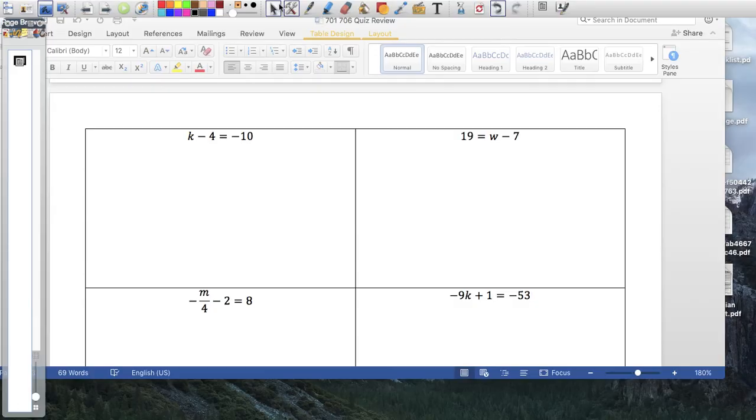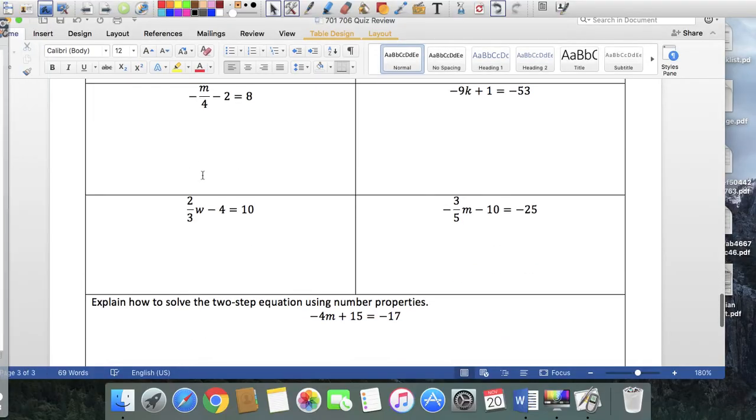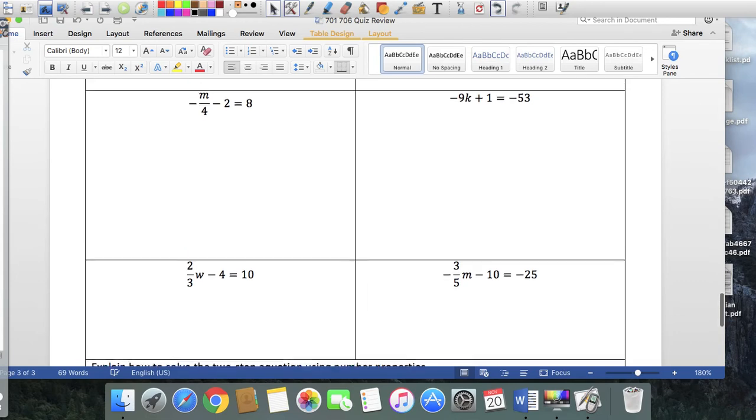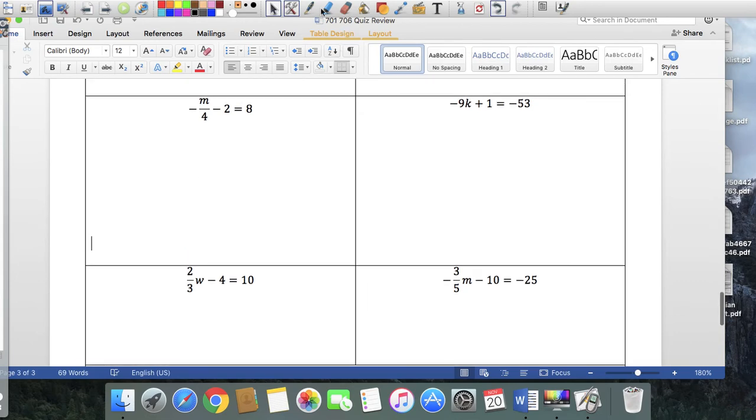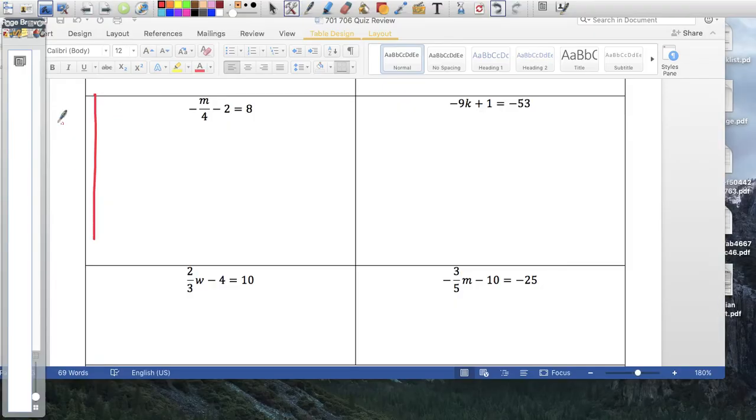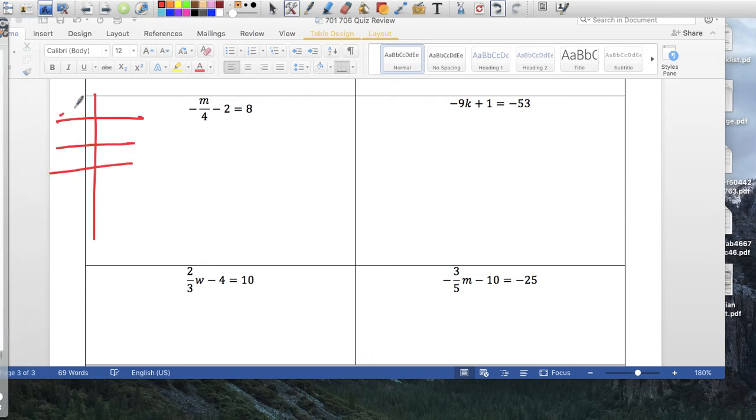Next two are two-step equations. An extra step to those next four, I should say. And we have a variable, m, which is being divided by negative 4 and then minus 2, and that equals 8. So everything that's in here, I just wrote it down. Going backwards, I'm going to add 2, and I'm going to multiply by negative 4 on both sides, and that's going to give us our answer.